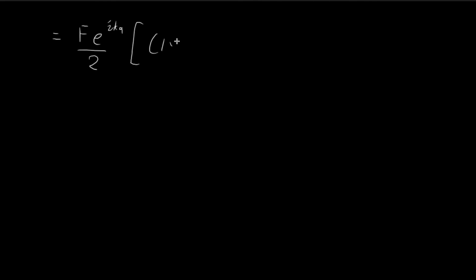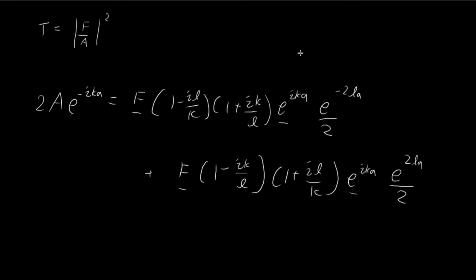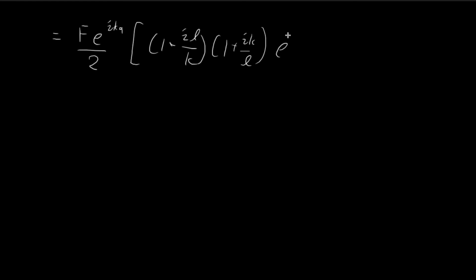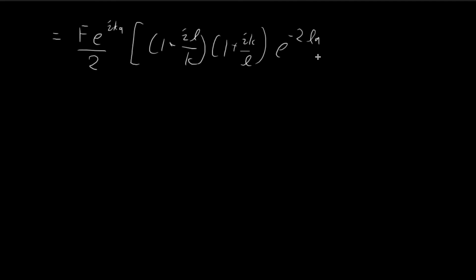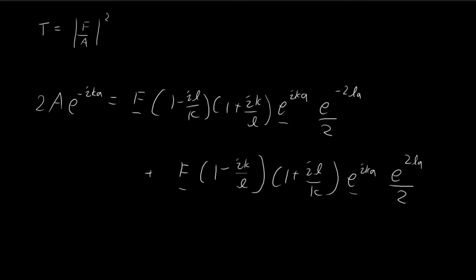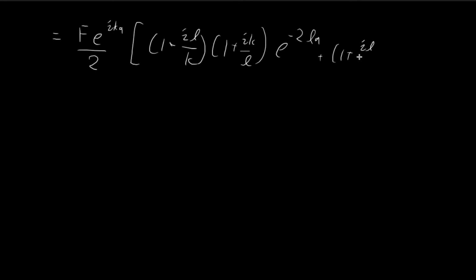So at this point this is just a bit of copying work, so let's just copy these expressions down. So 1 plus ik divided by l, and then we have e to the power of negative 2la, and then we do the same thing for this other expression. So these terms have been taken out, so all we're left with is 1 plus il divided by k, and then 1 minus ik divided by l, and then times e to the power of 2la.